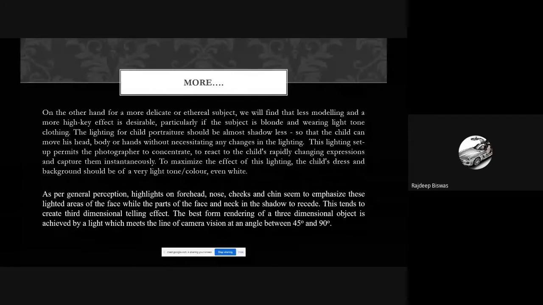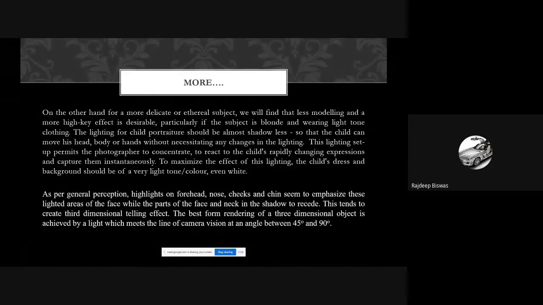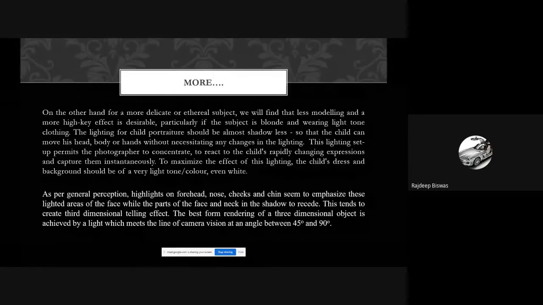This tends to create a three-dimensional telling effect. The best form rendering of a three-dimensional object is achieved by a lighting which needs the line of camera vision at an angle between 45 and 90. Now, what does it mean?